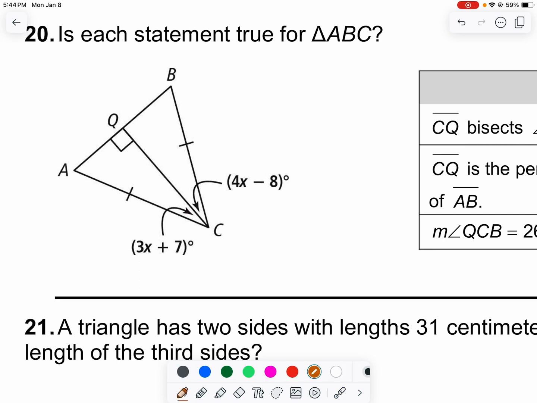Let's do that before we answer any questions. 4x minus 8 is equal to 3x plus 7. Solve for x. Add 8 to both sides. Subtract x. X is equal to 15. So we know that x is equal to 15. Let's go ahead and find the length. If we find either of them, we've got them both. So 15 right there. 15 times 4 is 60 minus 8. That's going to give us 52 degrees. That means this is 52 degrees.